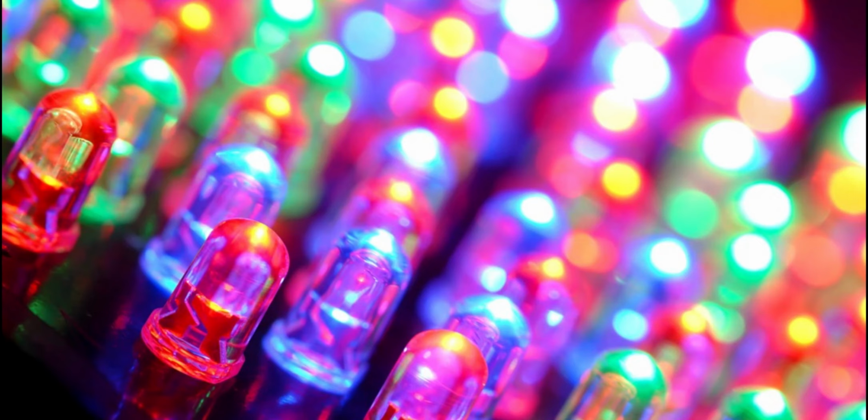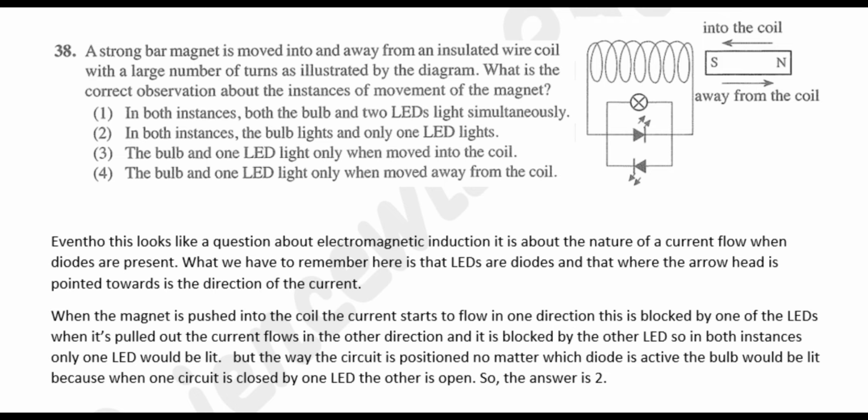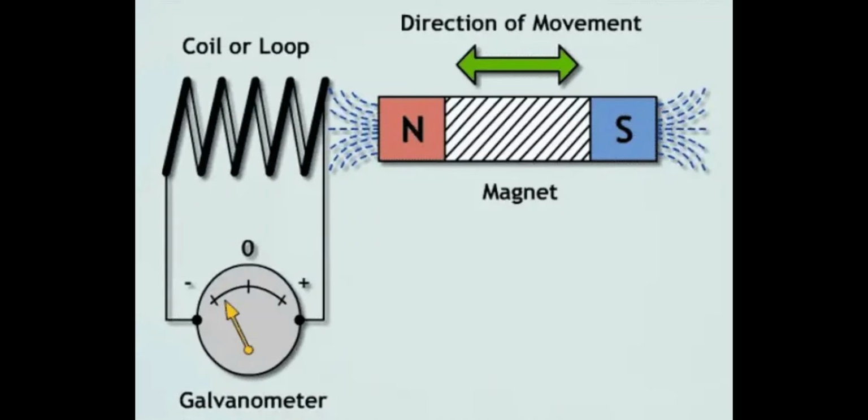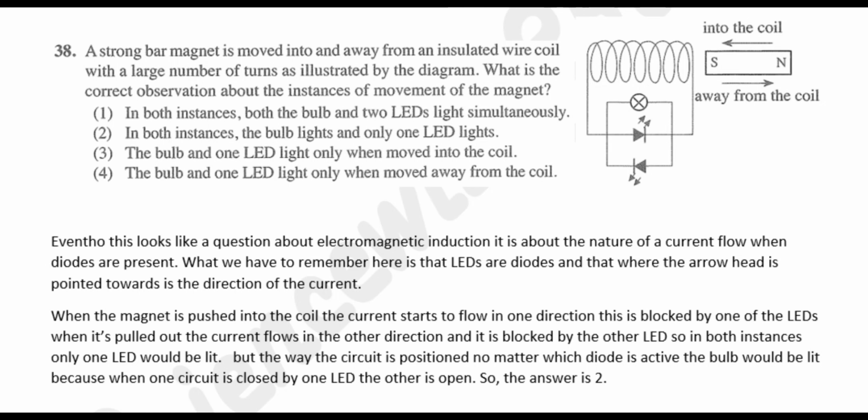Even though this looks like a question about electromagnetic induction, it is about the nature of current flow when diodes are present. What we have to remember here is that LEDs are diodes, and you can see the arrow in the LED, right? The arrowhead points towards the direction of the current flow that the LED would allow. When the magnet is pushed into the coil, the current starts to flow in one direction. When it's pulled out, the current flows in the other direction and it is blocked by the other LED. So in both instances, one LED would be lit. But the way the circuit is positioned, no matter which diode is active, the bulb would be lit, because when one circuit is closed by one LED, the other is open.